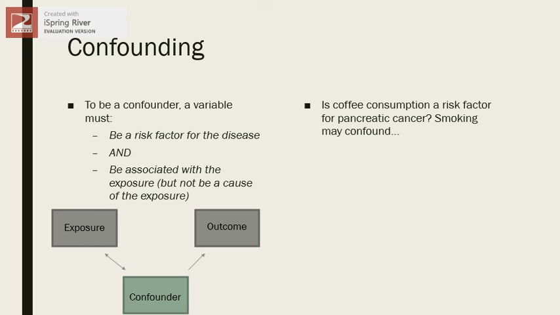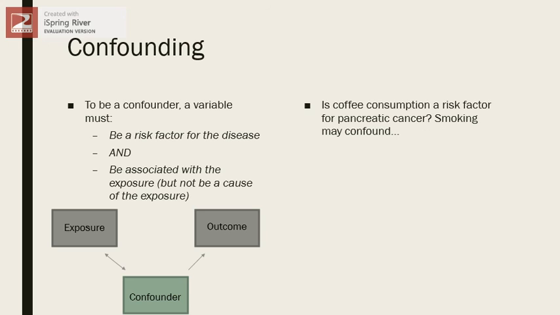Smoking first would have to be a risk factor for the disease. So is smoking a risk factor for pancreatic cancer? If it is, it might be a confounder. The other thing that has to be true is this second bullet point: smoking has to be associated with coffee consumption. And that's true, it is. People who smoke are also more likely to consume coffee, but smoking doesn't cause people to consume coffee.